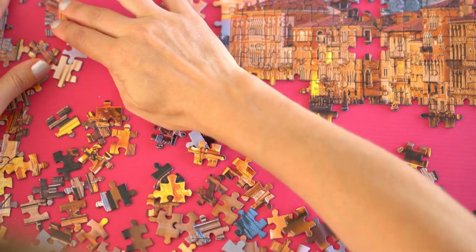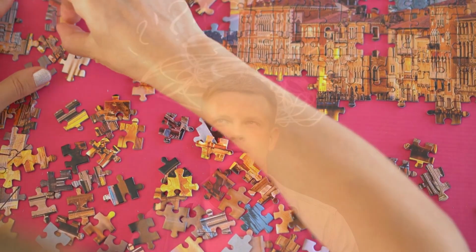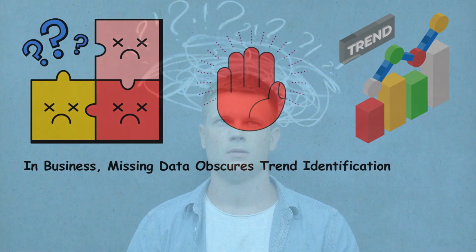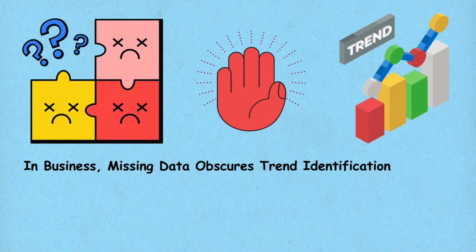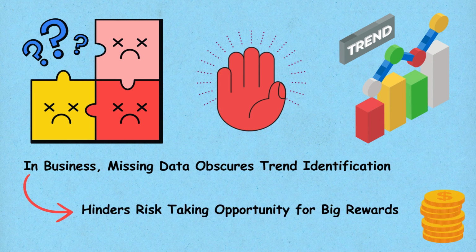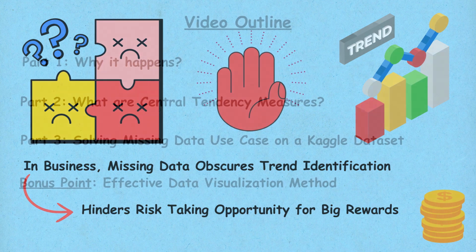Imagine solving a jigsaw puzzle but with lots of missing pieces. It is so confusing. Similarly in business, missing data hinders our ability to identify trends or patterns, making it harder to take calculated risks for potential big rewards.